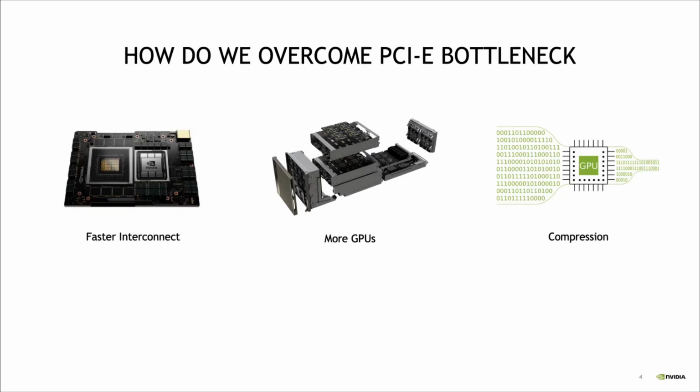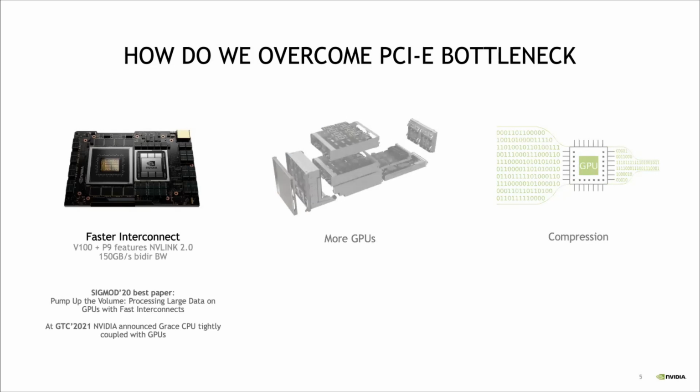The first option is to have a fast interconnect between CPU and GPU, and there is a system like that with P9 and Volta connected over NVLink. Here I'm also highlighting a paper from SIGMOD just last year that I think won the best paper award, about pumping up the volume. They showed how to leverage that system for databases. That's one approach to improve performance if you just have better hardware, like the interconnect between CPU and GPU. And at this last GTC, we also announced a Grace CPU that's tightly coupled with GPU. That should also be a good step in that direction.